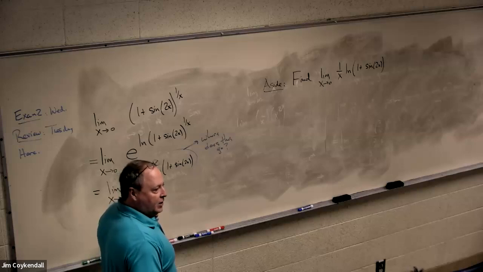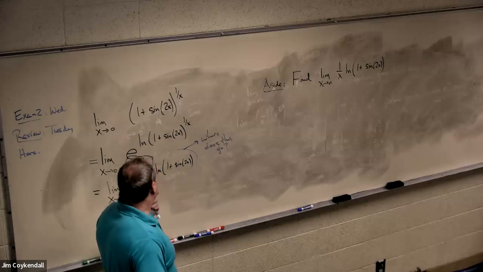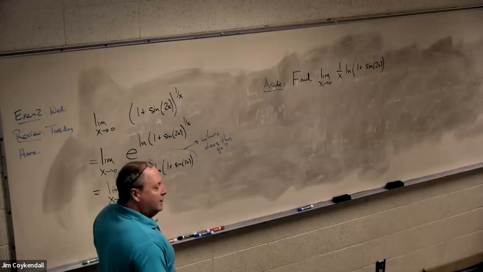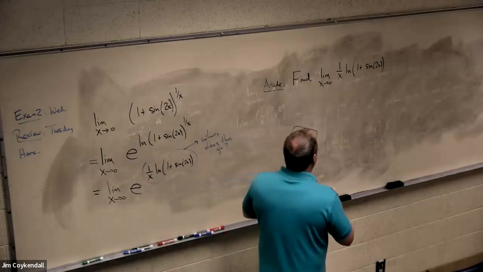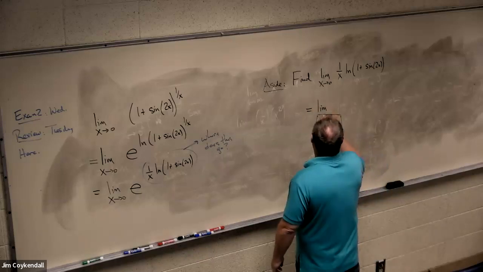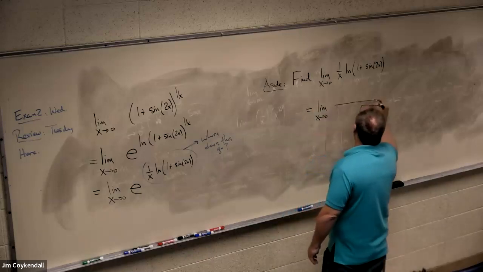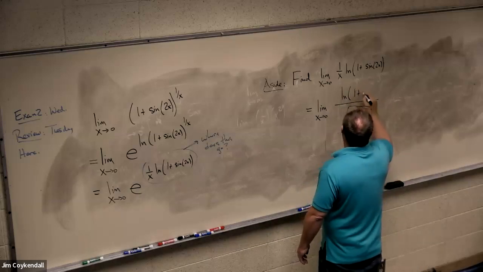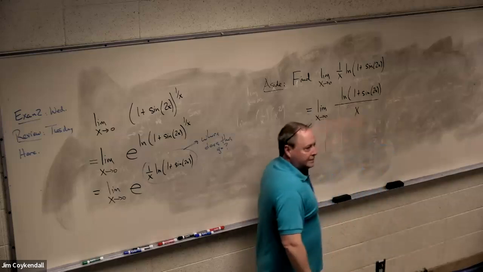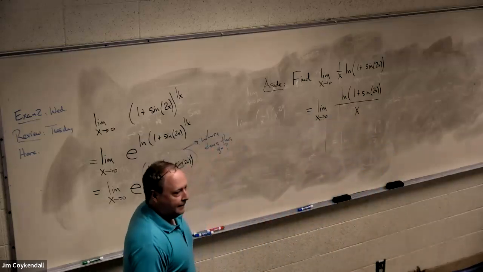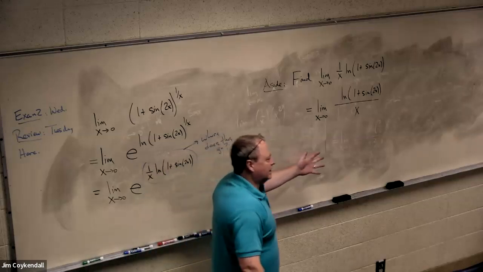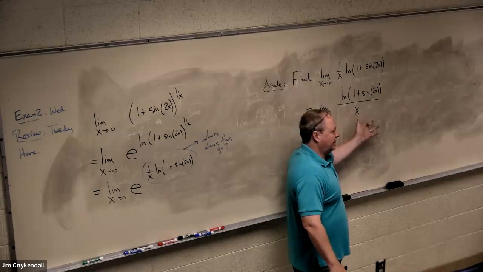Remember, the exponential is a continuous function. So to find the limit of e to the blob, all you have to do is find where the blob goes and plug it back in. So let's do the side problem. For L'Hopital's rule, I need a fraction. But fortunately, the 1 over x is pretty much divided from here. So the 1 over x conveniently allows the right form.